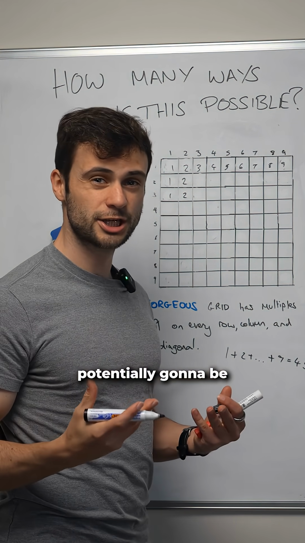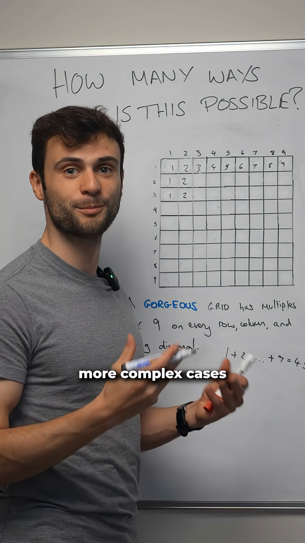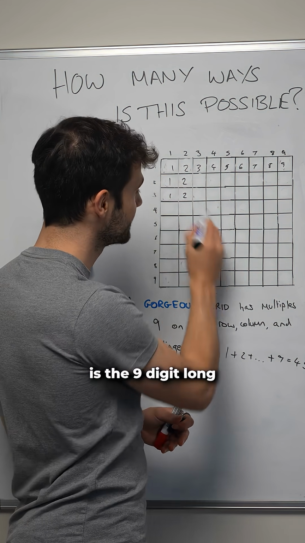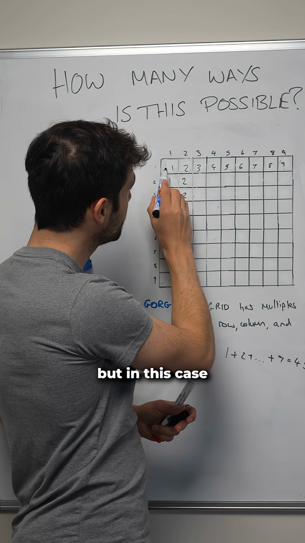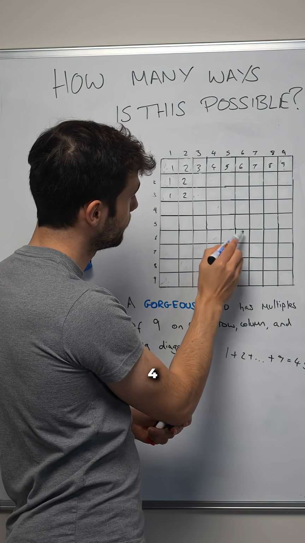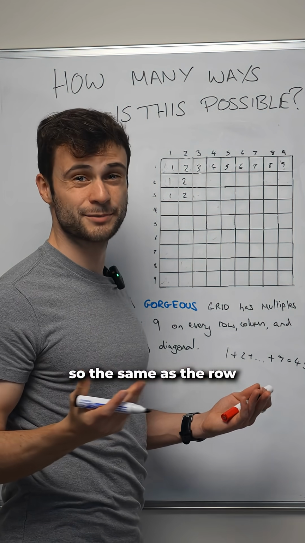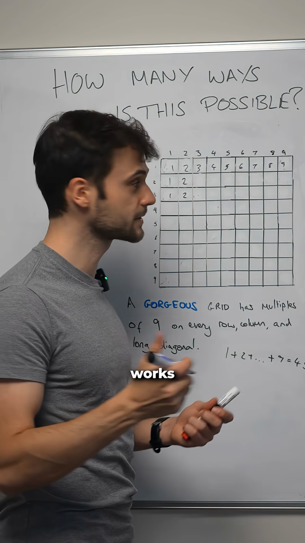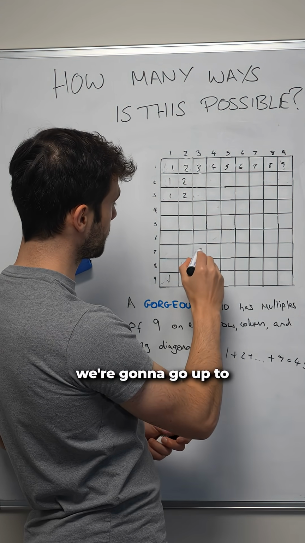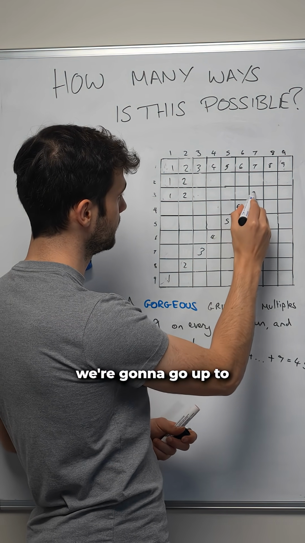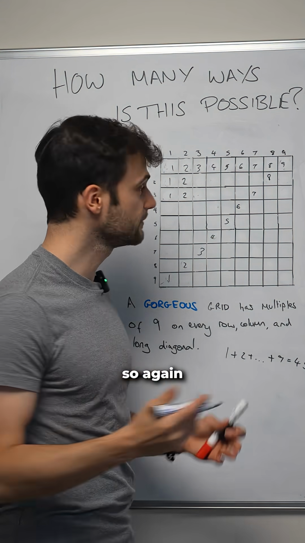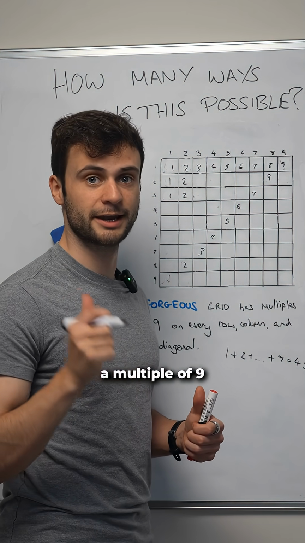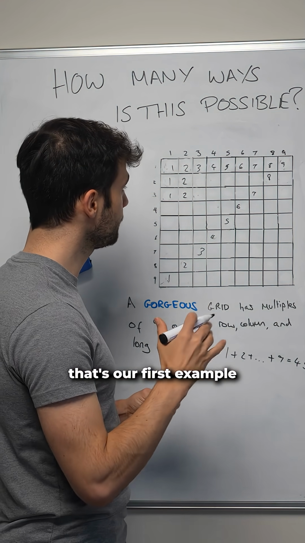The one that's potentially going to be tricky, especially for the more complex cases, is the 9-digit long diagonals. But in this case, we're just going to get 1, 2, 3, 4, 5, 6, 7, 8, 9. So the same as the row, which we already know works. And here, starting the bottom left, we're going to go up from 1 to 9. So again, same as the row, it's going to be a multiple of 9. We're happy. That's our first example that we've checked.